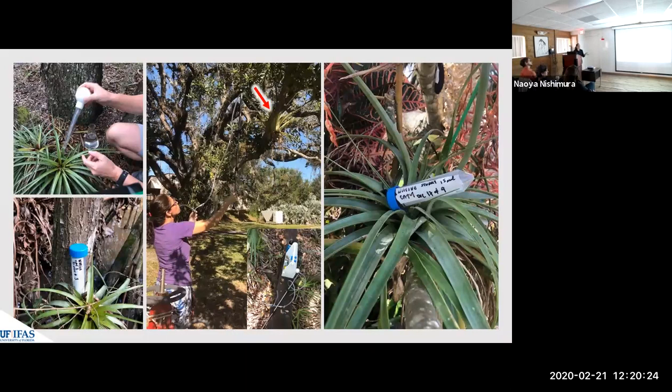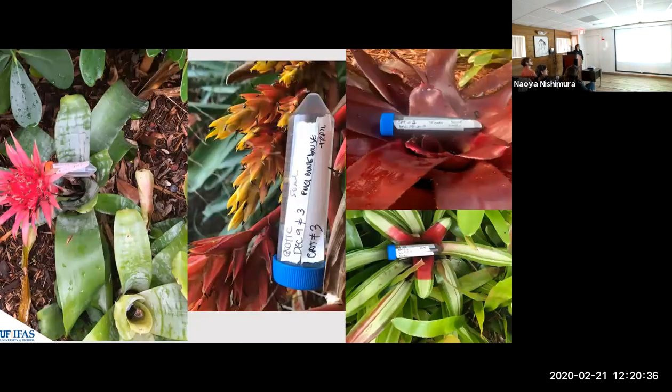I would like to point out here the mouth aspirator, also developed by our lab, so I could reach the native bromeliads in the higher position. We are also sampling the exotic bromeliads, and we are looking at larval populations in exotic and native bromeliads.